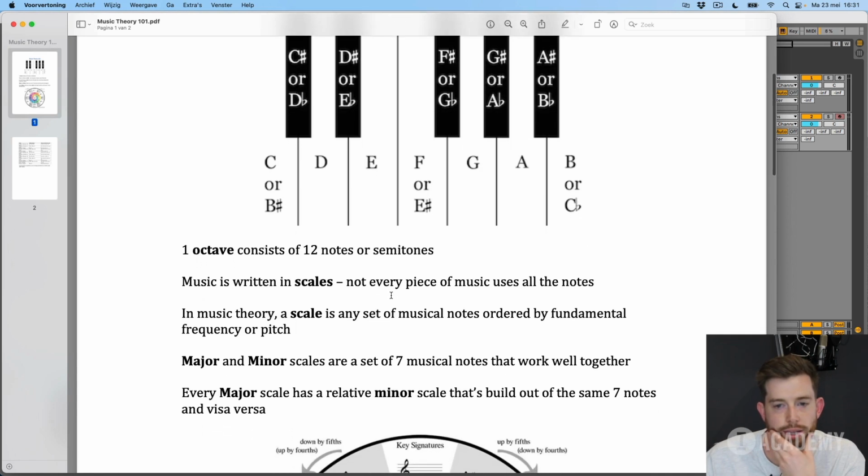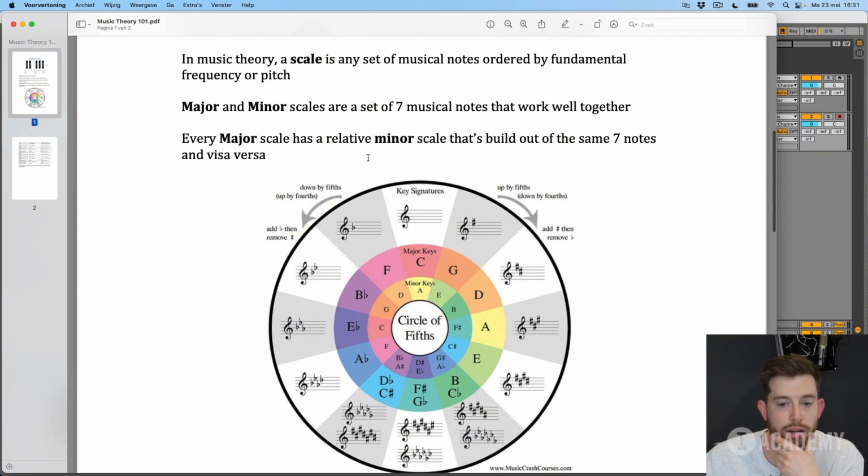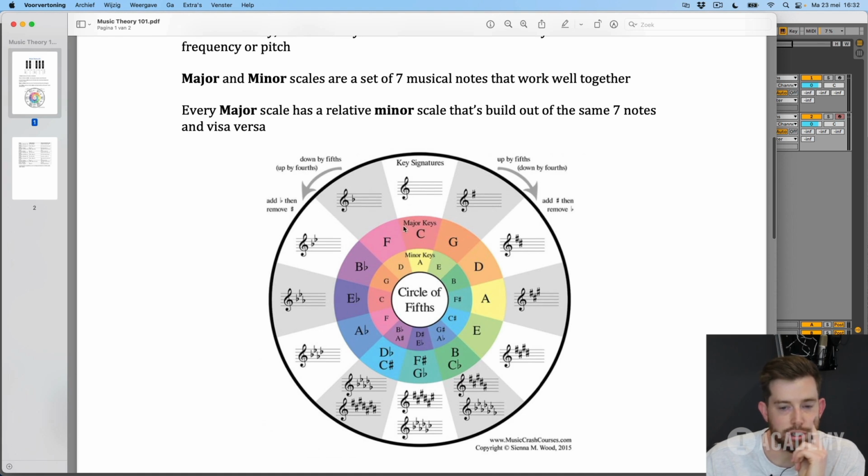Now again, to make things complicated, every major scale has a relative minor scale that uses the same notes. The easiest example is C major and A minor. So A minor is all the white keys starting from A: A, B, C, D, E, F, G, A again. And C major is the same notes, but they start at C: C, D, E, F, G, A, B, C. So as you can see, it's the same collection of notes. The one is called C major and the other one is called A minor.